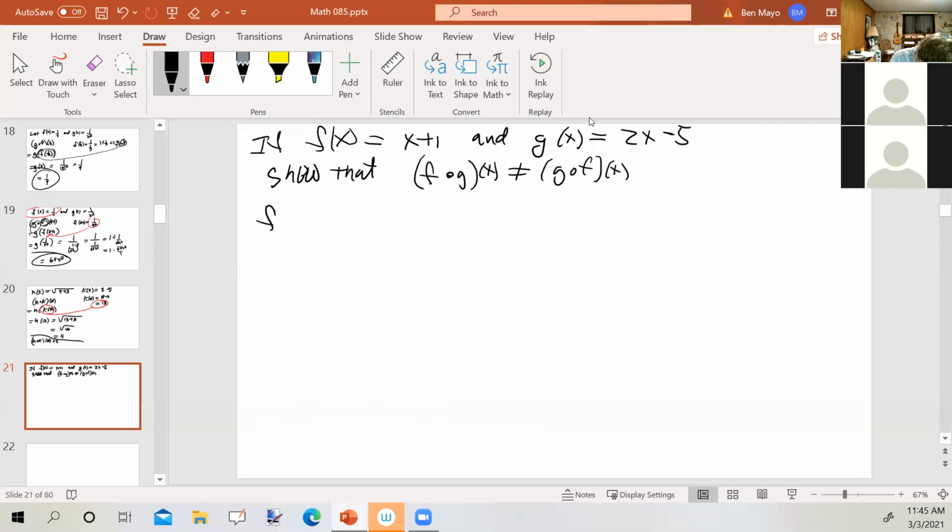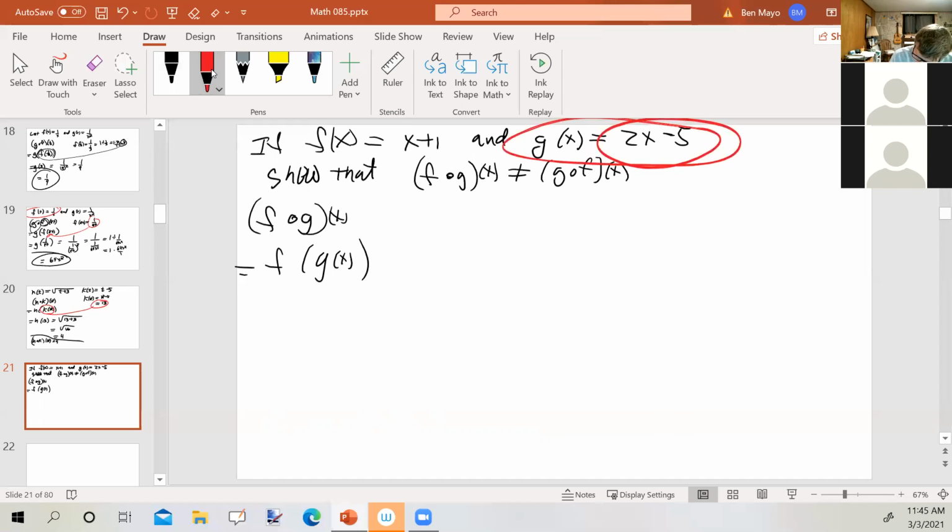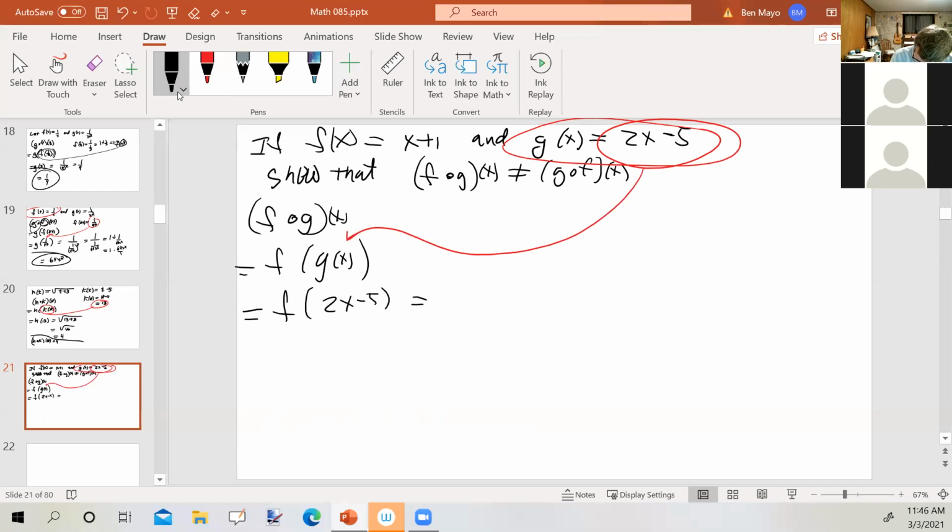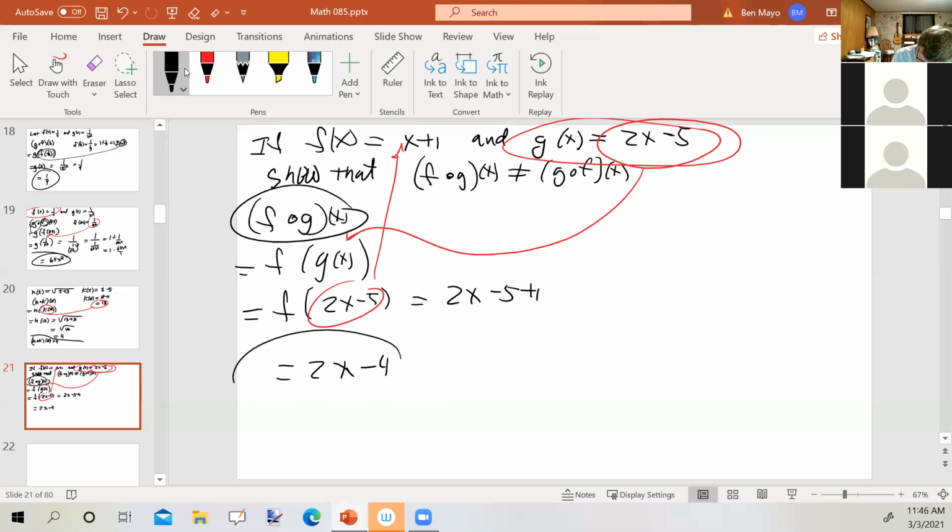So f composed with g of x equals f of g of x. Okay? But g of x is 2x minus 5, so that's going to go there. So this would be f of 2x minus 5, and that is going to go there. So this is 2x minus 5 plus 1, which is 2x minus 4. So f composed with g of x equals 2x minus 4.